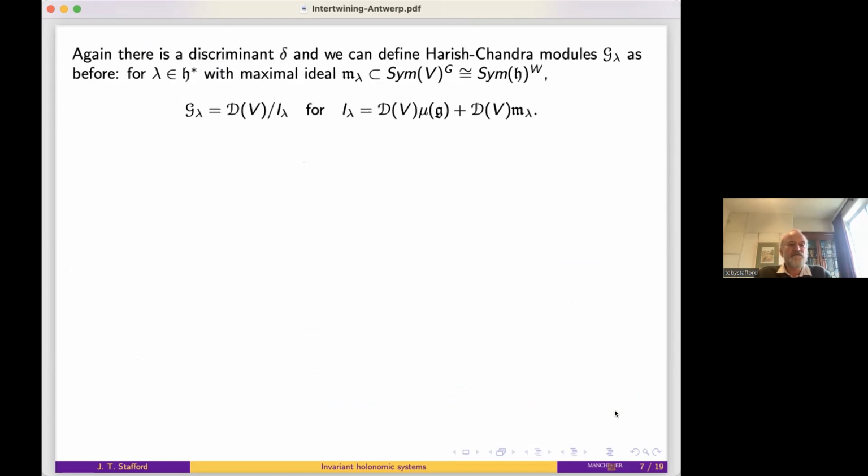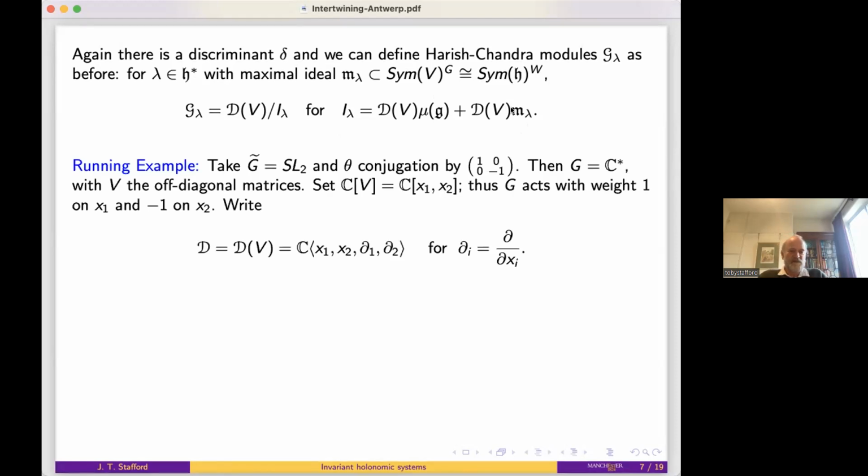So in this situation, the rest of the notation still goes through. We still have a discriminant, defined in the same sort of way. And we have the Harish-Chandra modules G lambda. To remind you how they're defined: given a maximal ideal in S(V)^G, corresponding to lambda in H star, we take the left ideal of D(V) generated by the image of the Lie algebra and this maximal ideal n lambda. Okay, so that's the situation we want to think about.